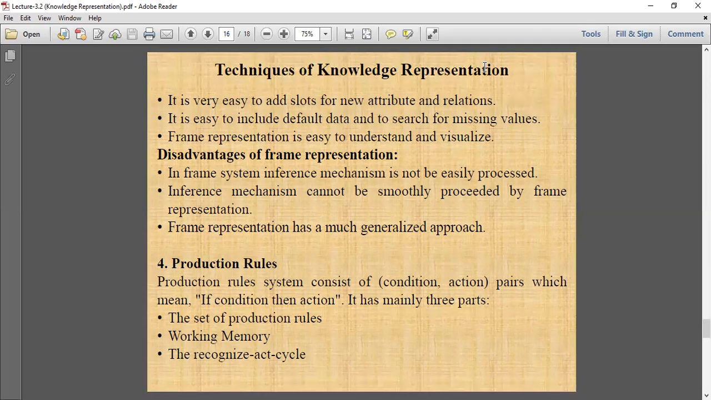And next is production rules. A production rule system consists of condition and action pairs, which means if condition, then action. It mainly has three parts: the set of production rules, working memory, and the recognize-act cycle.